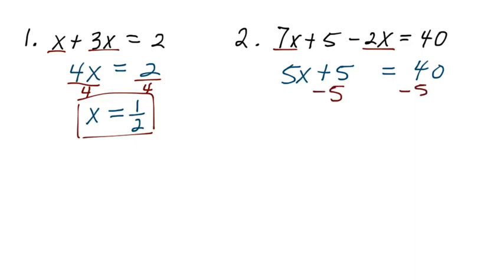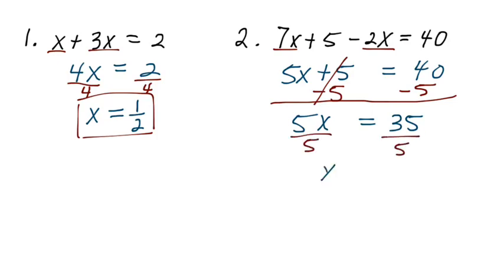So let's subtract first. We're going to get 5x equals 35, and then we'll need to divide, or you can do that in your head, and you get x equals 7. All right, let's move on.